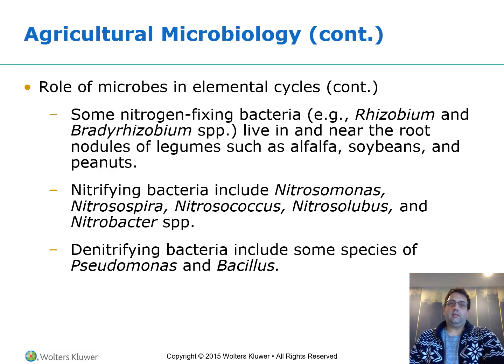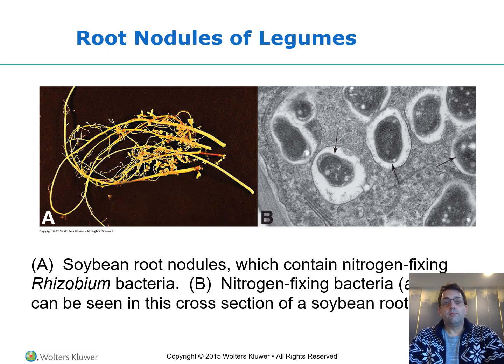The role of microbes in an elemental cycle, like I just said: a whole bunch of nitrogen-fixing and denitrifying bacteria are involved in the decay of these microorganisms. Nitrifying bacteria include a whole bunch of stuff. We won't memorize the names. Now, root nodules. Growing on the root are different types of fungus and bacteria that will actually help the root of the plant absorb nutrients that the whole plant can use.